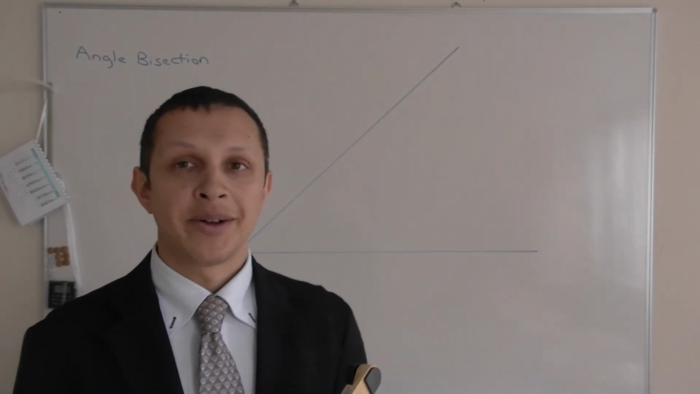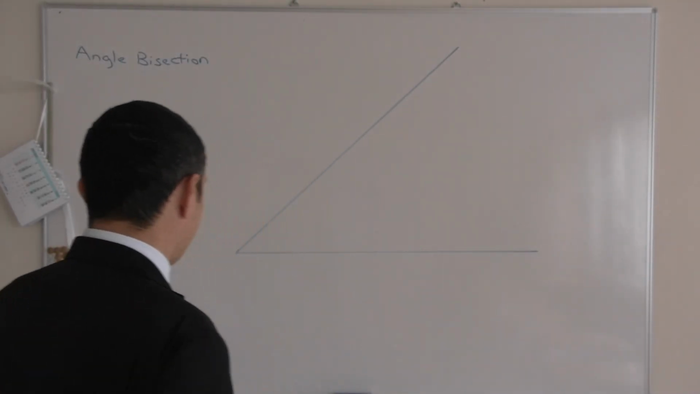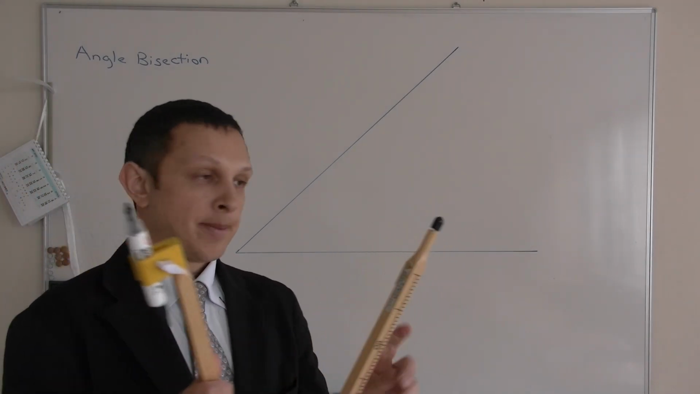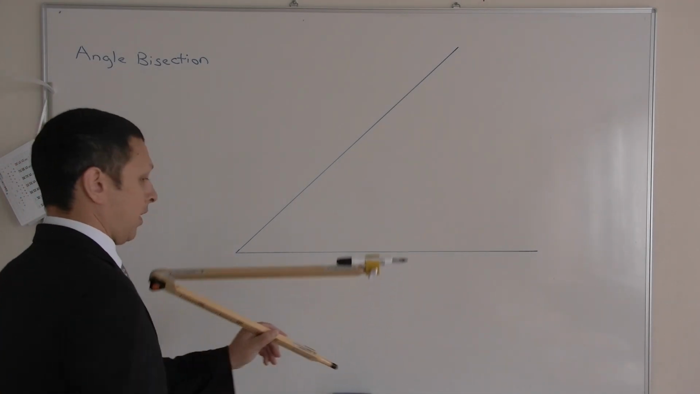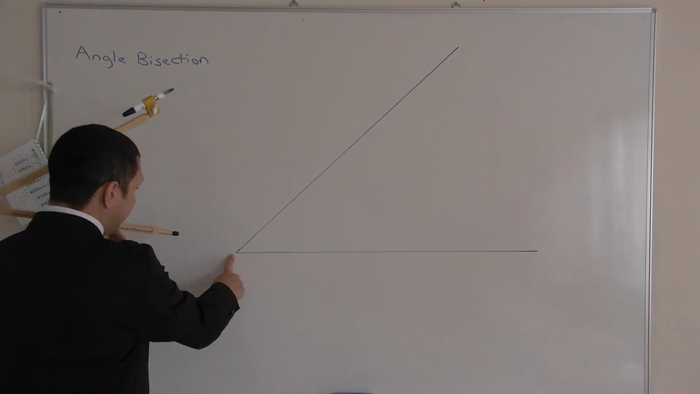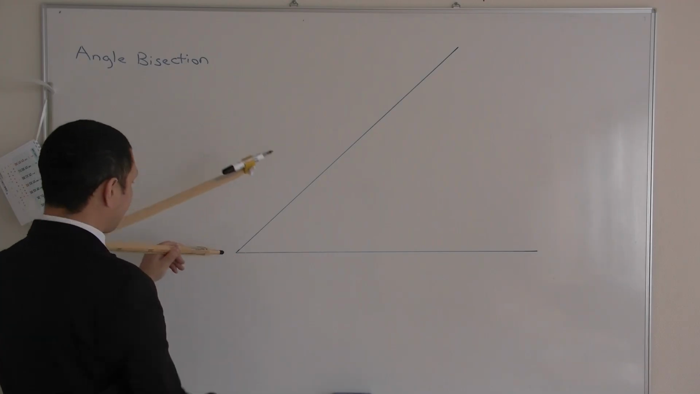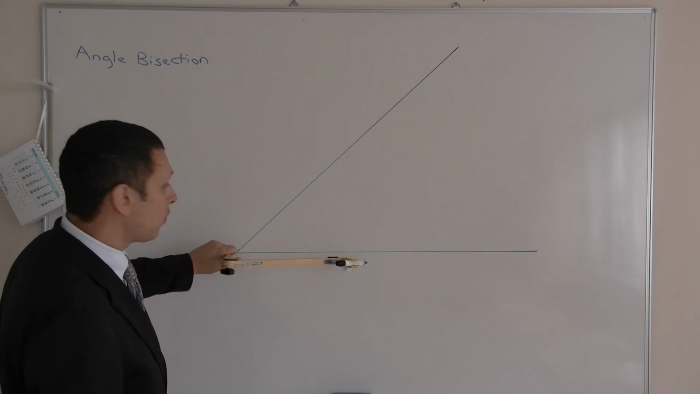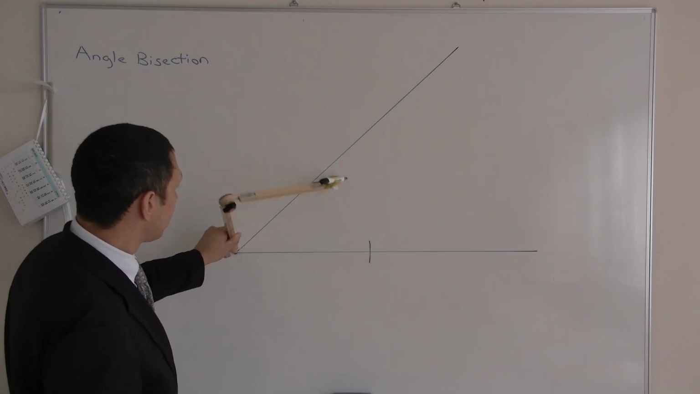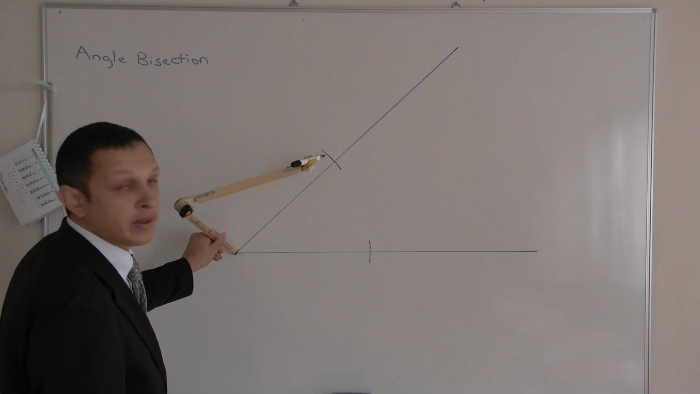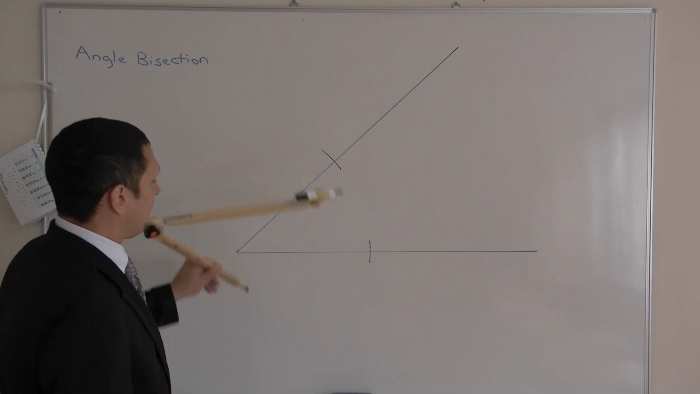Next, let's have a look at angle bisections. First of all, measure your compass to some comfortable radius. You will put the compass point at this vertex here. And then you can either draw one large arc or two small arcs, so it goes through each of the line segments, or rays, or lines, or whatever it is that you have.